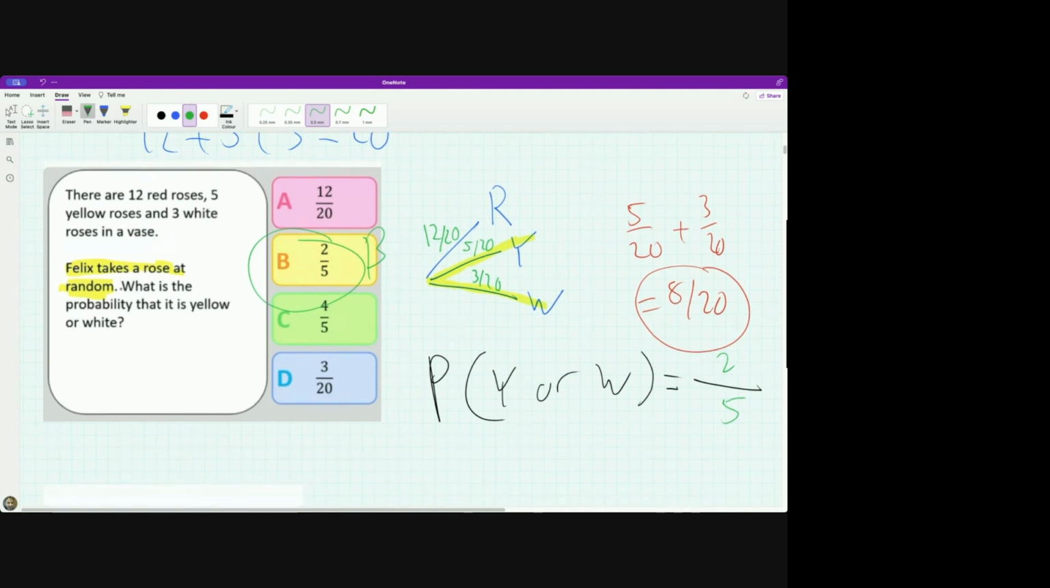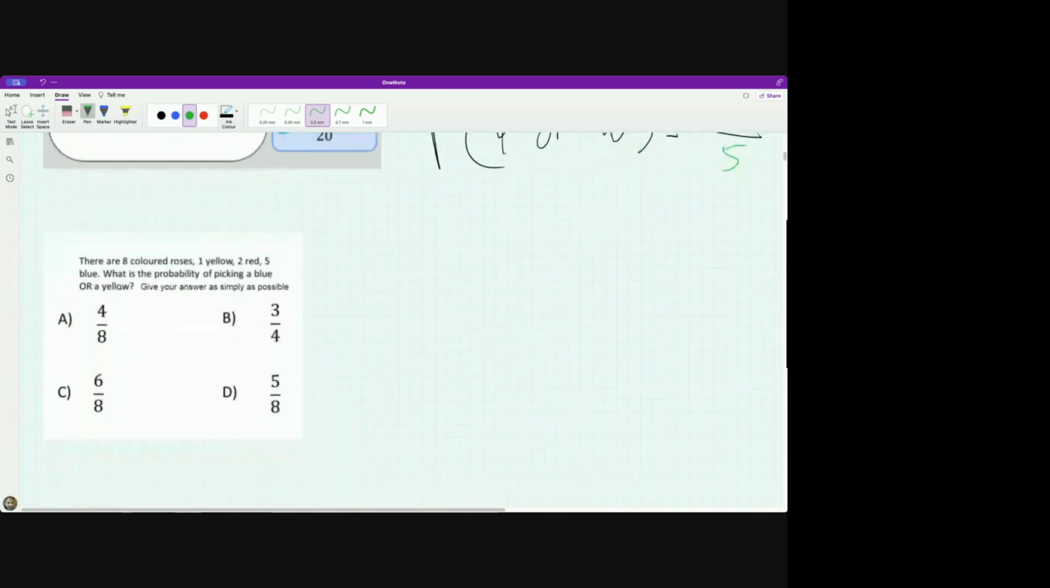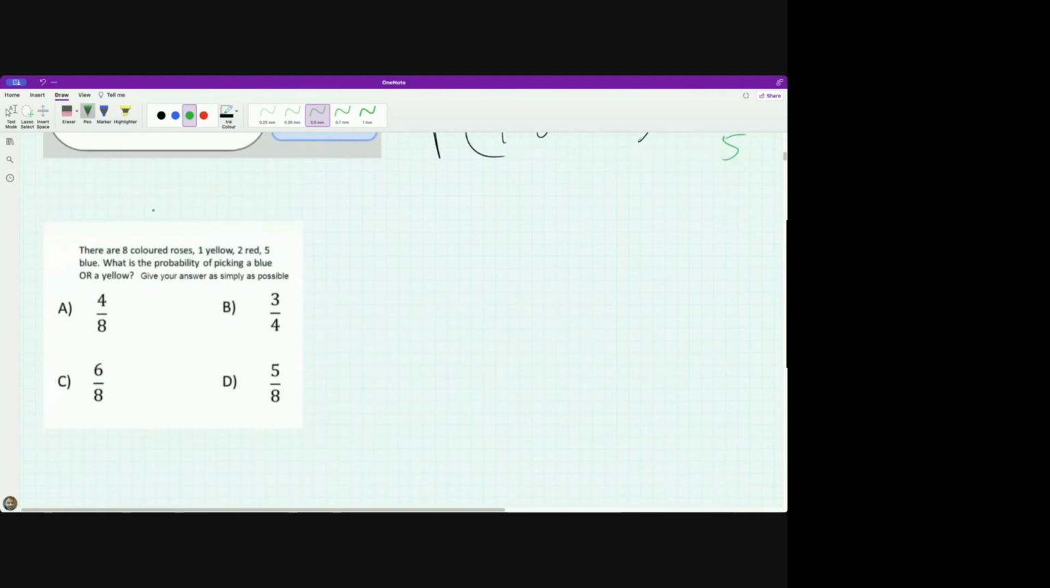Let's see if you can use that idea to help you answer this one. So it says there are 8 colored roses. I'll just cross out that for the moment because these are the 8. 1 yellow, 2 red, 5 blue. What is the probability of picking a blue or a yellow rose? And give your answer in the simplest way possible. So over to you guys and girls. Go and get me my answer.